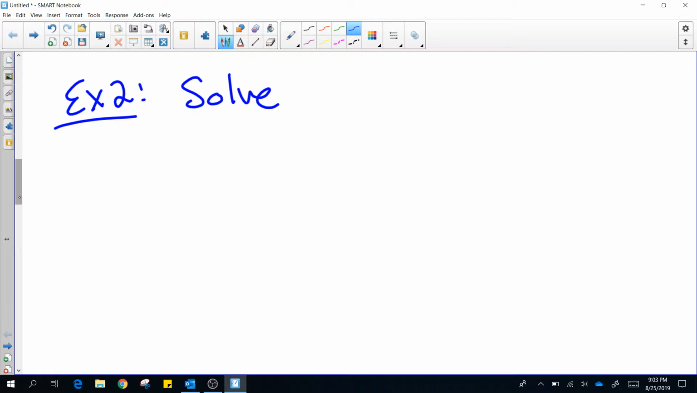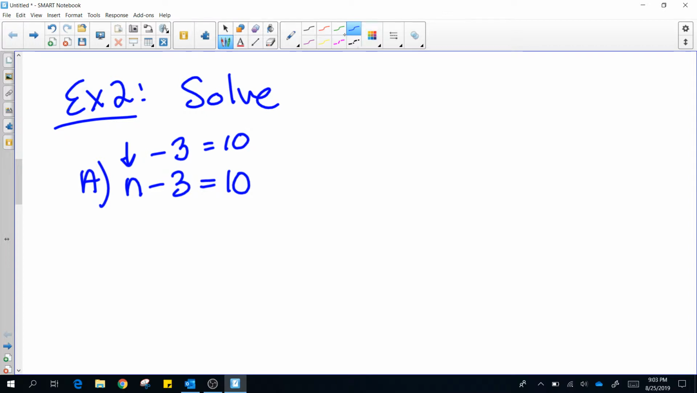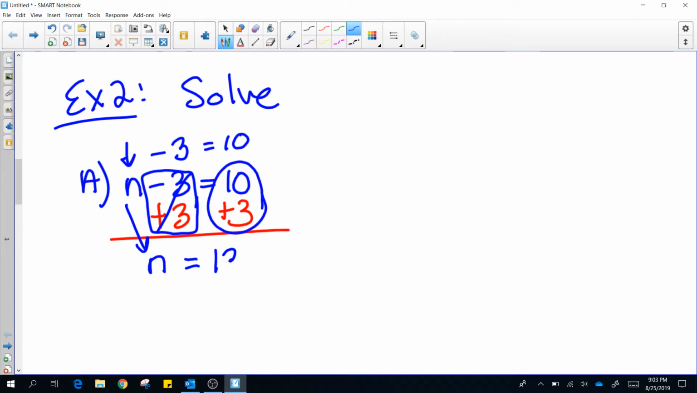Okay. So some basic solving would be me trying to figure out what value I can place to make my answer true. So if I had something like this, I am asking what number minus 3 will give me 10. Well, if you think about the reverse of that, if I were to add 3 to 10, it would give me that number. So if I add 3 to both sides, negative 3 plus 3 is 0. So I'm left with n on this side. And then I've got 10 plus 3 is 13.